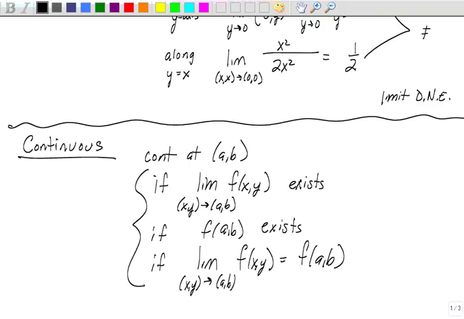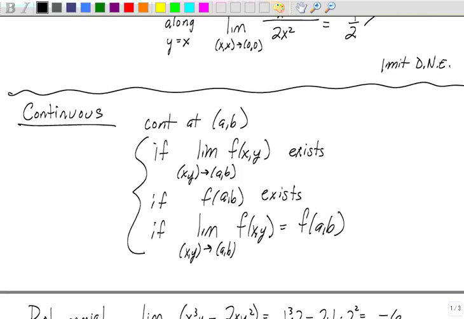And it's continuous on a set if it's continuous at every point in that set. So that's important too. That definition that I wrote down is continuous at a point. If you want it continuous on a set, then you have to show that it's continuous at every point in that set. And everything we talked about is the same for a function of 3 variables or more, and they can all be extended.